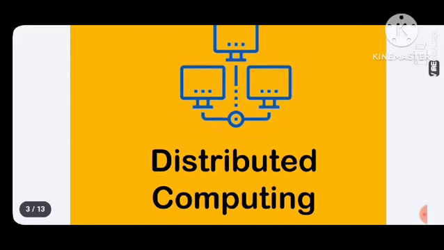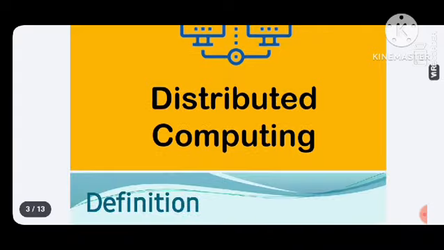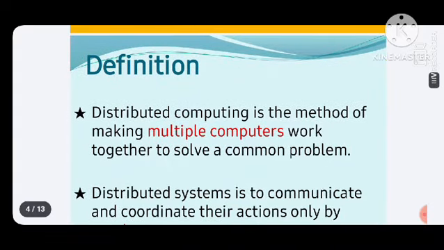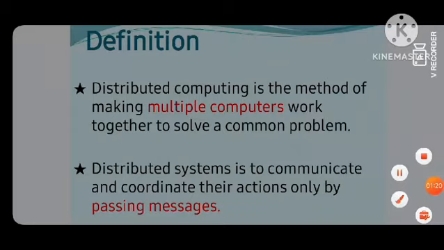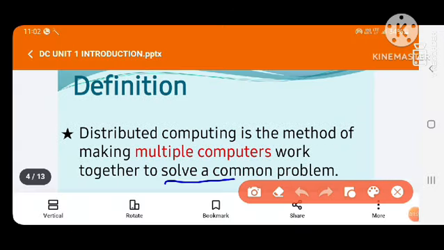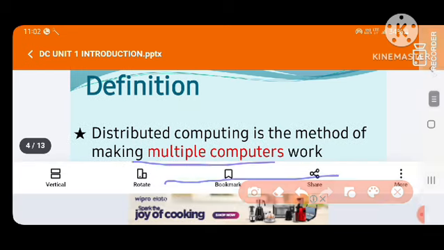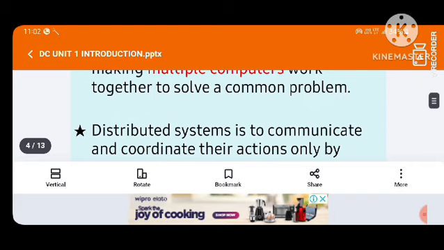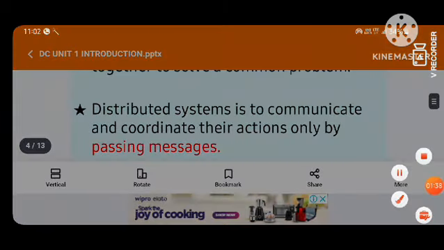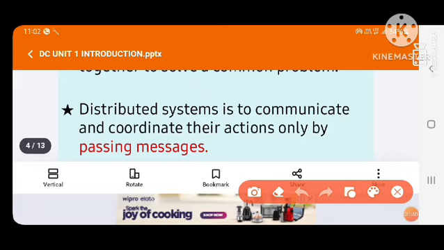Next, what is distributed computing? Distributed computing is the method of making multiple computers work together to solve a common problem. So, multiple computers can work and solve a common problem. So, this is a definition of distributed computing. So, distributed computers can communicate and coordinate their actions only by passing messages.